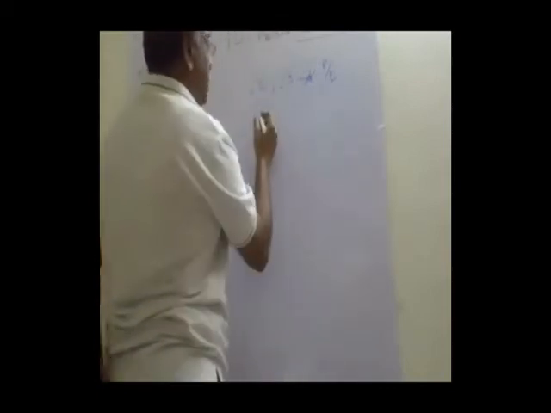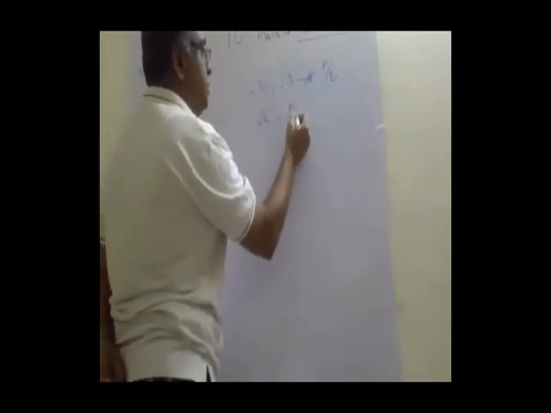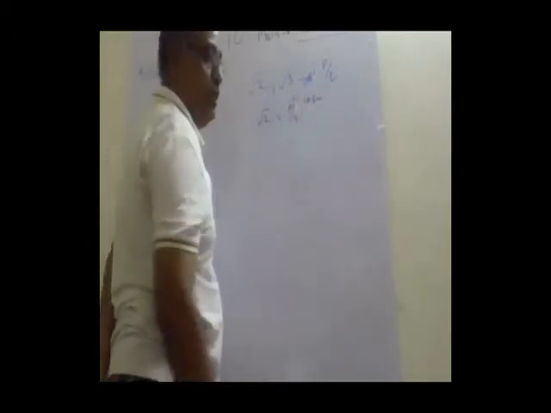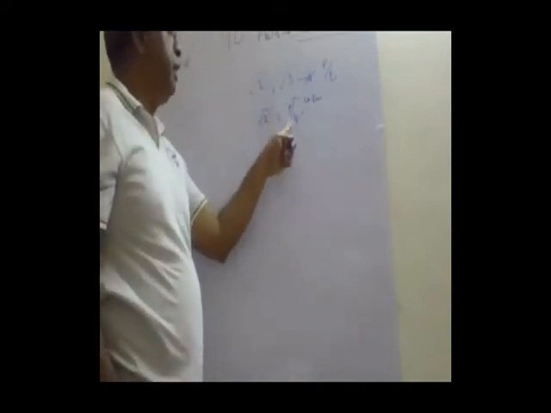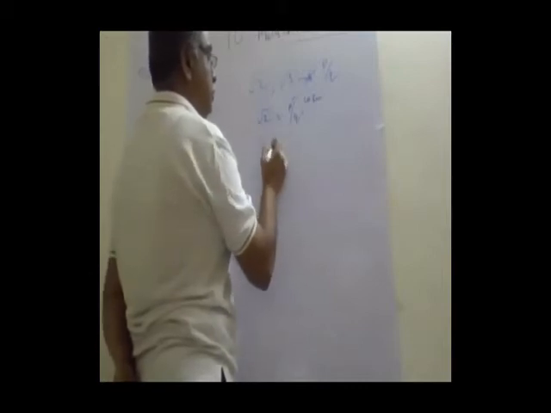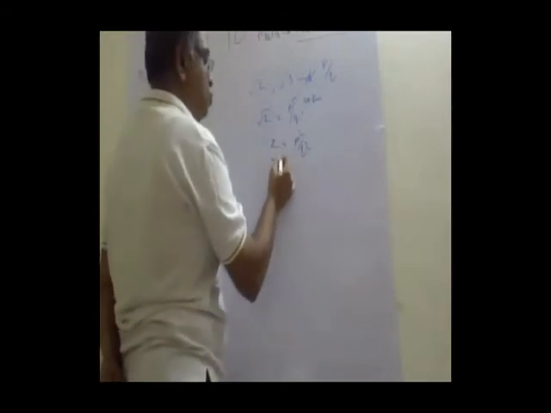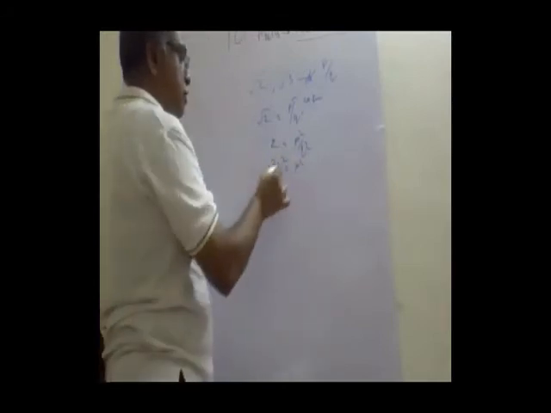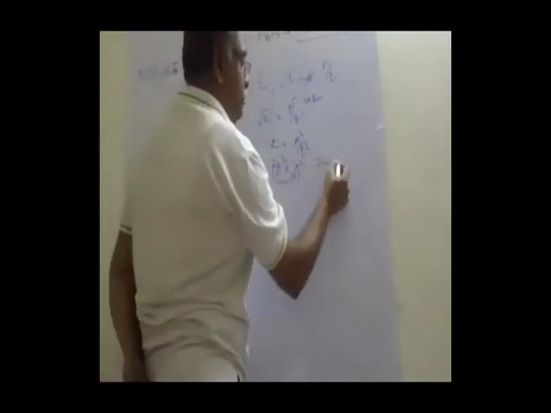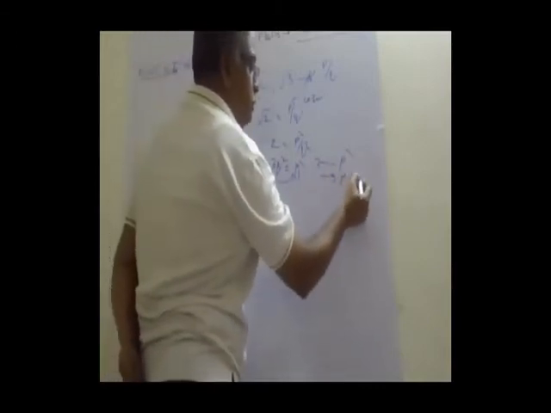Suppose, let us assume root 2 I can represent in the form of p by q, where both are co-prime and there is no common factor between p and q. So if I square both sides, what will happen? 2 is equal to p square by q square. So that means 2q square is equal to p square. That means 2 is a factor of p square. When 2 is a factor of p square, that means 2 must be a factor of p also. So let me represent p as 2r.